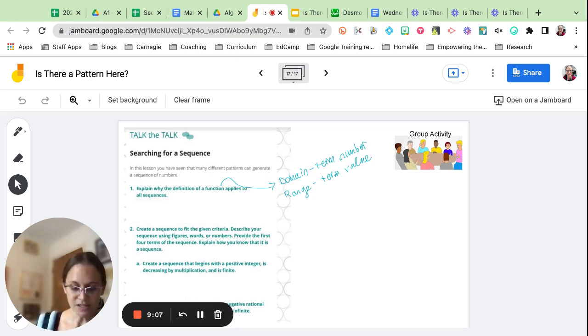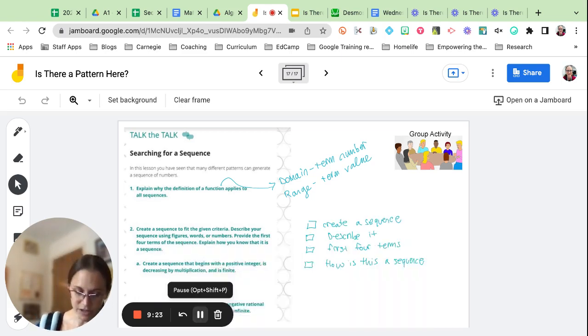Your next task is to create a sequence to fit the given criteria. Describe your sequence using figures, words, or numbers. Provide the first 4 terms of the sequence and explain how you know it is a sequence. Guys, there's a lot of pieces to this. Let's make a checklist to help. So here's the things that you have to do for this part right here. You're going to create a sequence, describe it, find the first 4 terms, and then explain how you know it is a sequence.